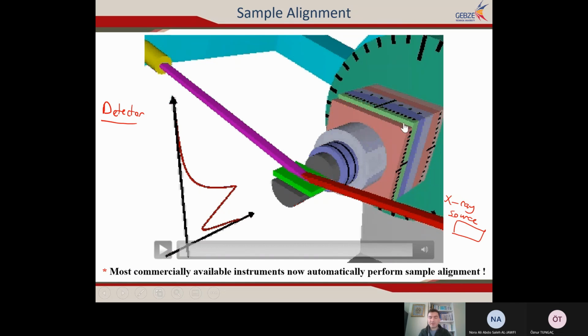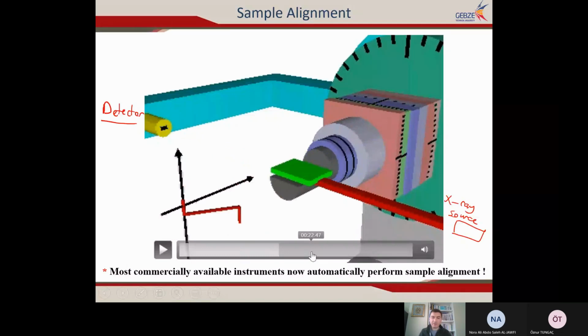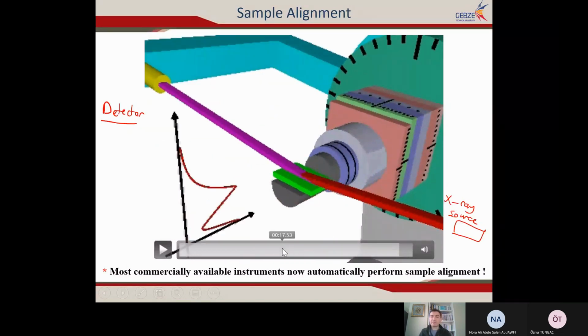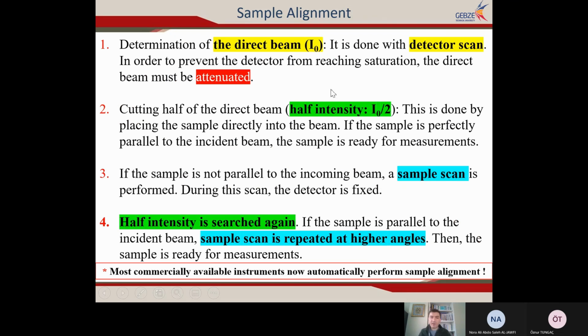So this is the diffractometer, and this is the sample, and you align your sample. Your sample must be perfectly parallel to the incoming beam, and you should cut the half of the beam. So now I will go into detail step by step. So here you have seen many different steps. These steps have been carried out automatically by the instrument, but what is the meaning of each step and what do they tell us? So now I will explain step by step.